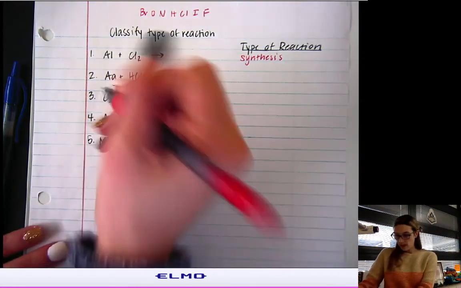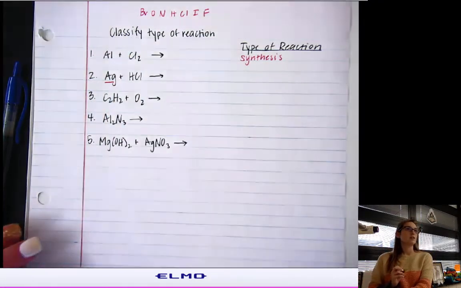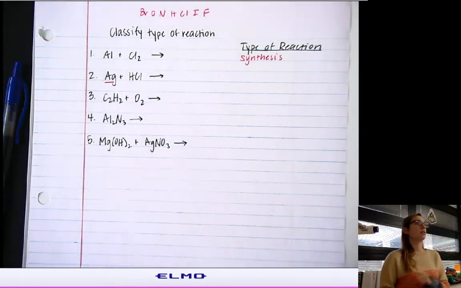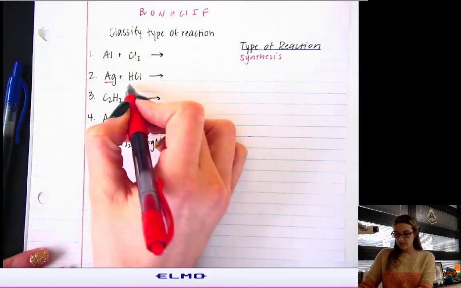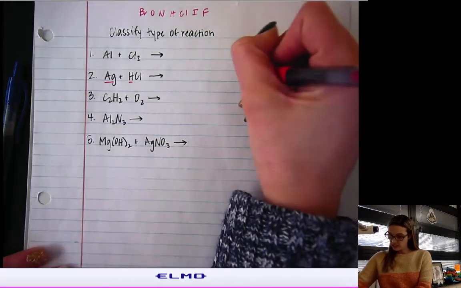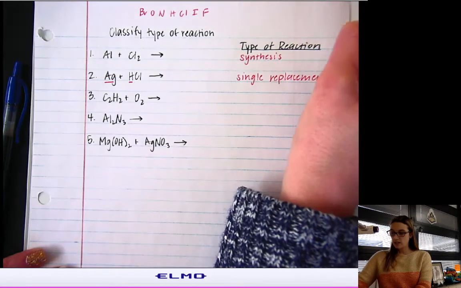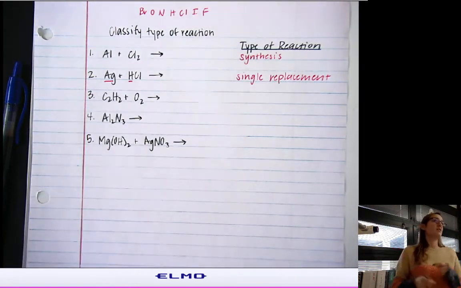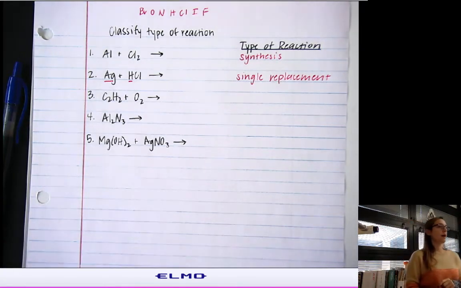Number 2, we have silver, so a single element, and then we have an entire compound. When you have a single element and an entire compound, single is the key word there. Right, single element and an entire compound, they will replace. So silver will replace hydrogen. This is single replacement. So number 2 is a single replacement reaction. And when it comes to single replacement, we'll look at the activity series. As we look at predicting products, remember the single has to be more active in order to replace the compound.